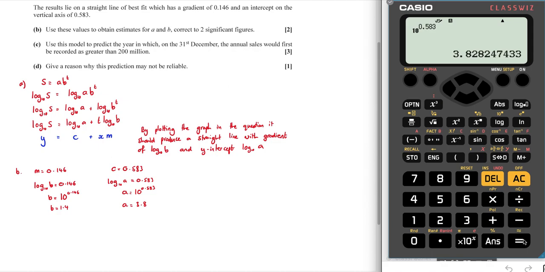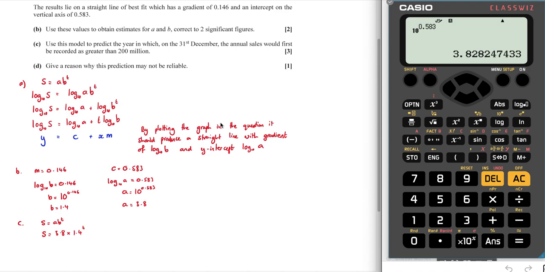So it would be a good idea, looking at what we're going to have next. Use this model to predict the year in which, on the 31st of December, the annual sales will first be recorded as greater than 200 million. So we're going to go back to our original model, which was S equals A B to the T. Let's just double check what everything was. S was the annual sales. So let's pop in what we've got. So S equals 3.8 times 1.4 to the T.